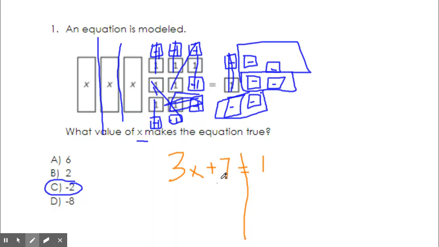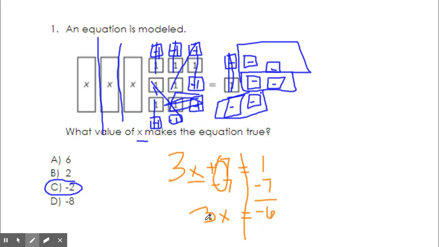I have to undo any addition or subtraction next to the x first, because here's my variable. So I need to undo any addition or subtraction. Whatever I do to one side, I do the other. That will zero that out and get rid of that. So I have 3 x's left on one side. 1 minus 7 is -6.